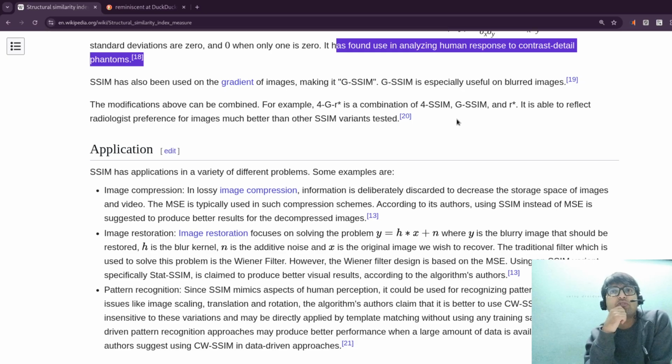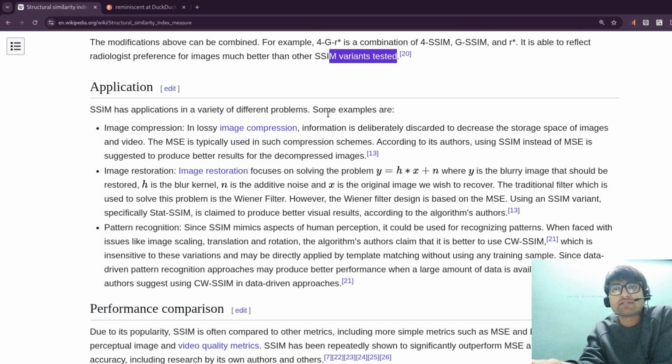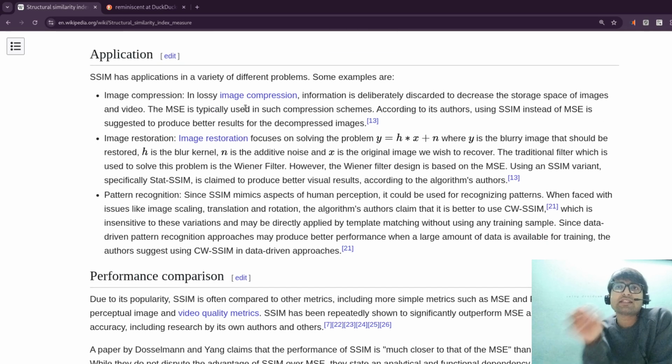The modifications above can be combined. For example, 4GR star is a combination of 4 SSIM, GSSIM and R star. It is able to reflect the radiologist's preference for images much better than the other tested SSIM variants. Application: SSIM has application in a variety of different problems.